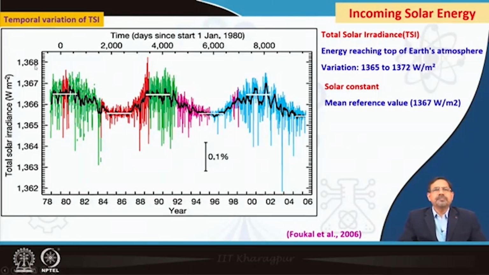If you see the variation plotted as a curve in the graph, the ups and downs for the past 80 years, it is following a particular cycle. The upper x axis is shown in terms of days, starting from 1st January 1980, and on the y axis the total solar irradiance values vary between 1362 to 1368.